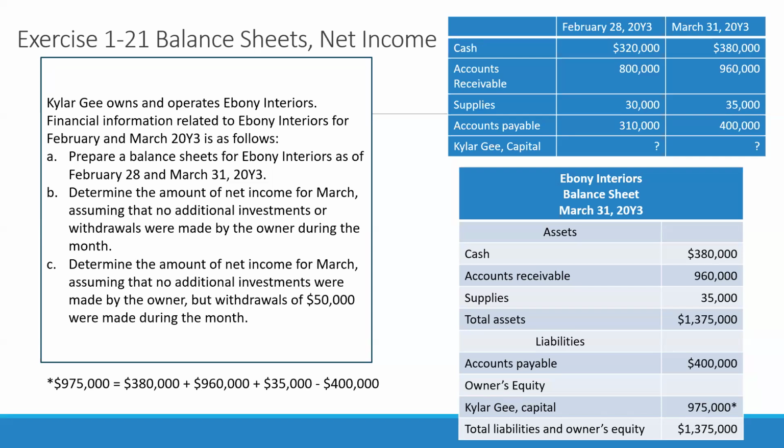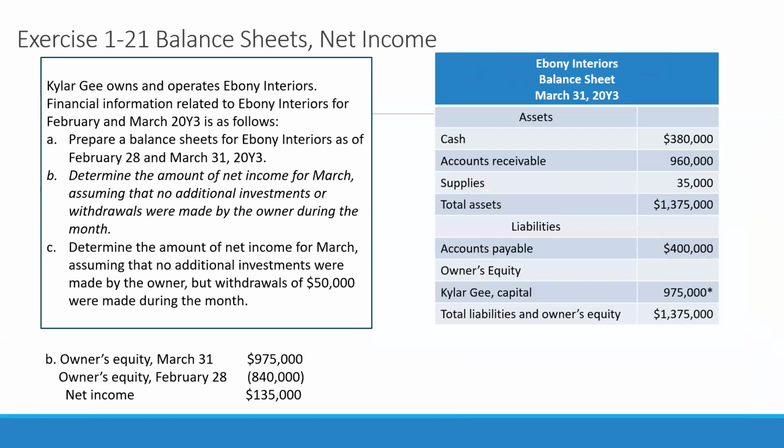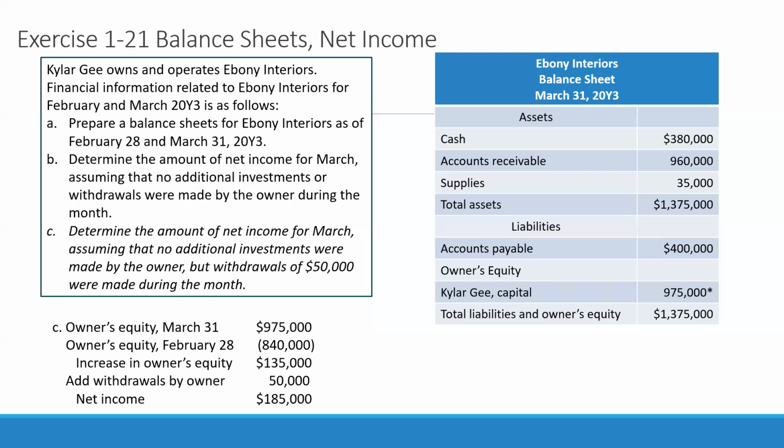And so in this case, the net income would have been 975 minus 840, which is 135. If it wasn't, then it'd be 185 if they had this withdrawal. So 185 for that.